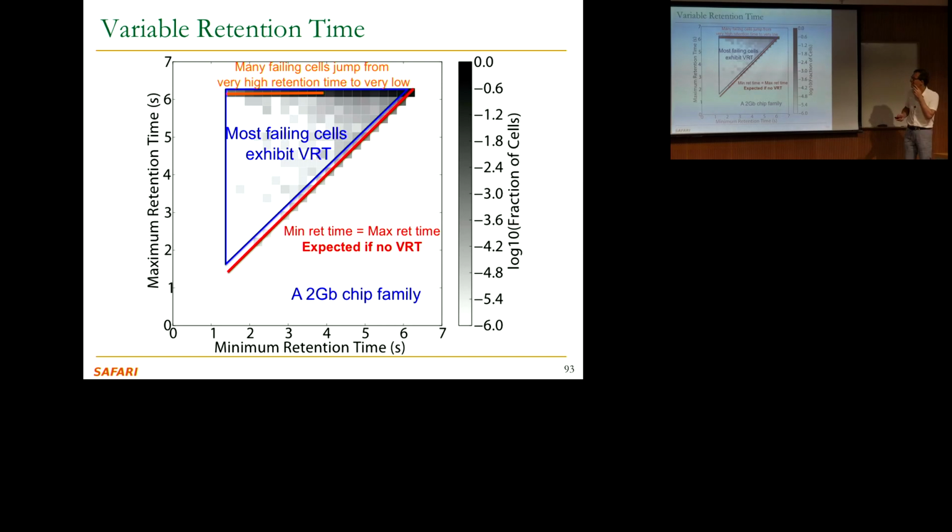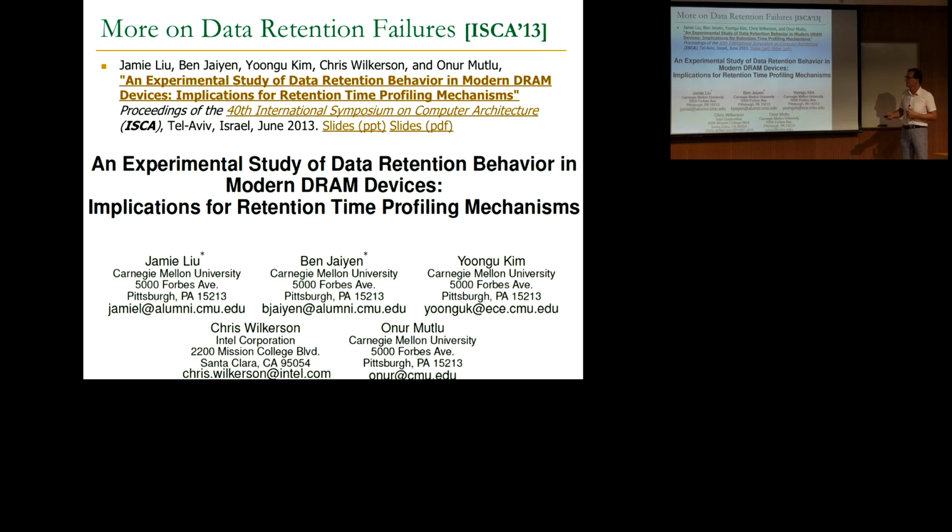Okay, this is just one example, and this is becoming worse. As technology scales down, we're seeing more and more cells falling around here, and fewer cells that have minimum retention time the same as maximum retention time. Which means that testing for the worst-case retention time, where ideally you would like to find the minimum retention time of a cell, is becoming much more difficult over time. Something that I didn't include over here is the time scale at which a cell switches between one retention time and another. It turns out it could be days or hours. So you need to test for days or hours to find the minimum retention time, if you ever get to it.